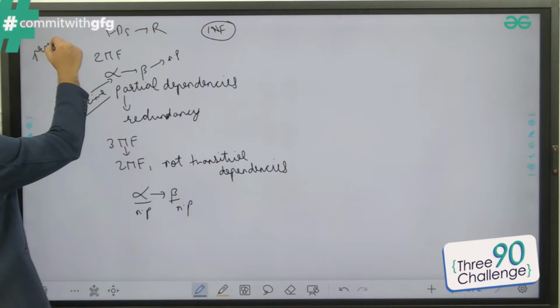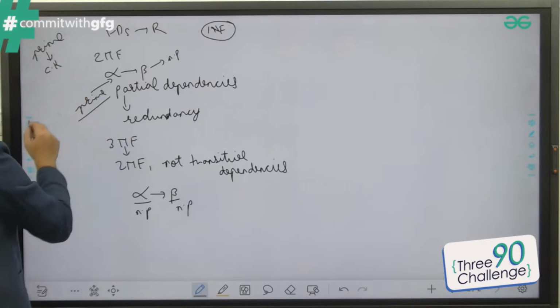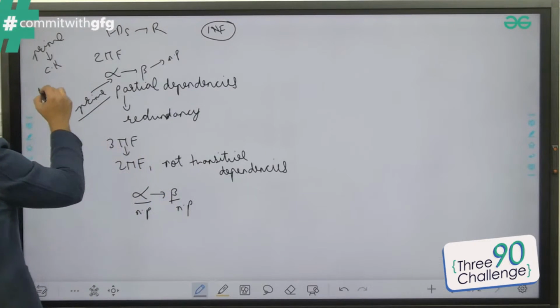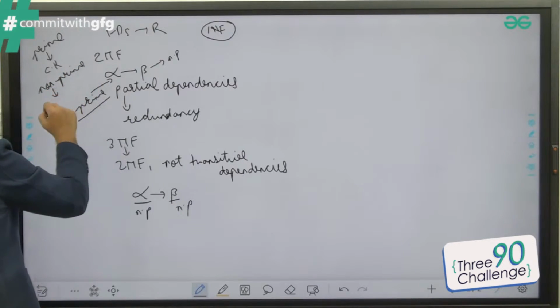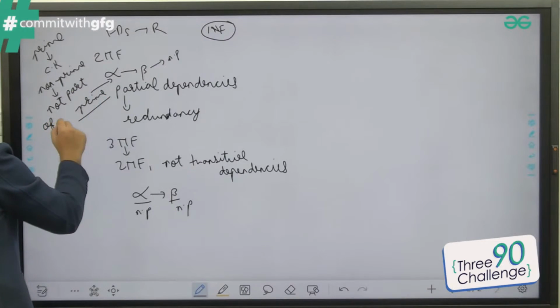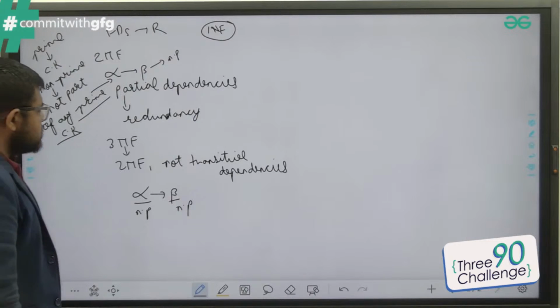Also, what are prime and non-prime attributes? Prime attributes are those attributes which are a part of any candidate key. Remember, any, not all. It might be a part of all the keys, but it must be a part of at least one key. And non-prime attributes are the attributes which are not a part of any candidate key. Okay, so this is 2NF, 3NF.